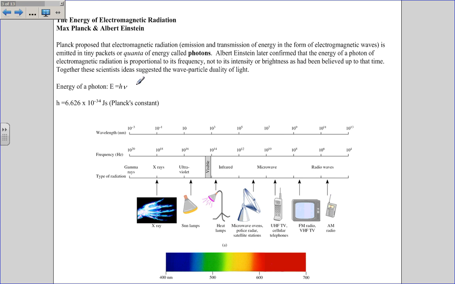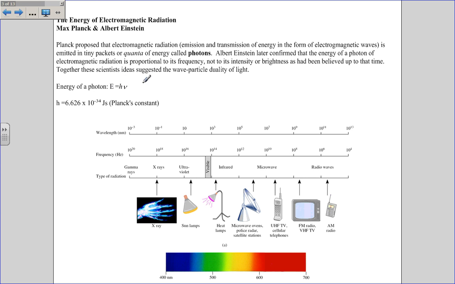Now, Planck studied this, and then Albert Einstein confirmed this, and he looked at energy of light actually from the perspective of a particle. So these two ideas together suggested what is called the wave-particle duality of light. So Planck was thinking of light as being a wave, and Albert Einstein was thinking of light as being a particle. And the way that Albert Einstein described it is that he described these tiny packets as being photons.